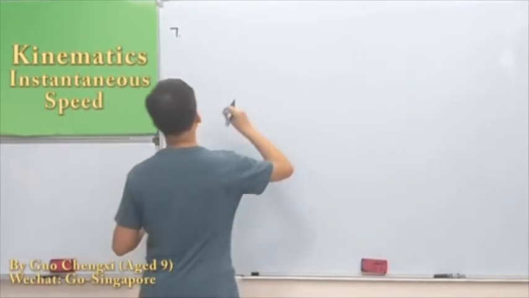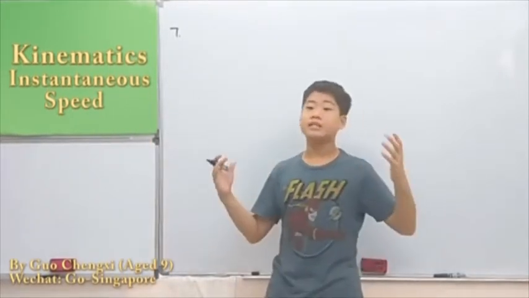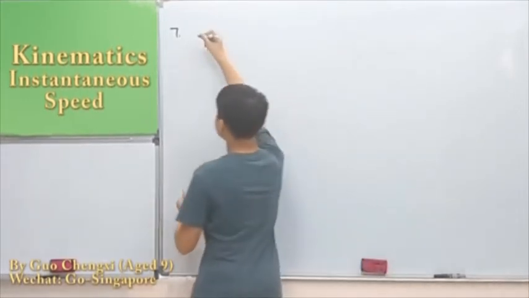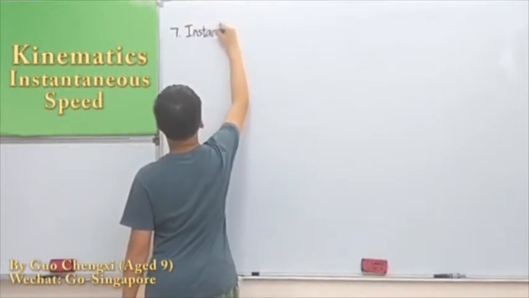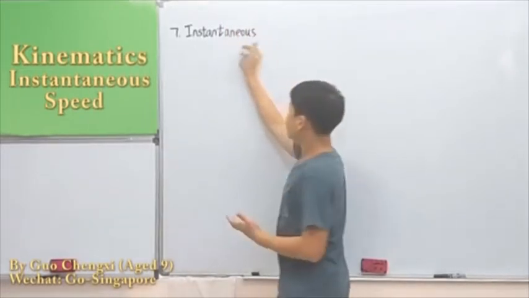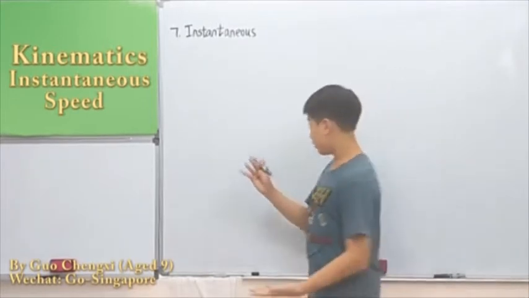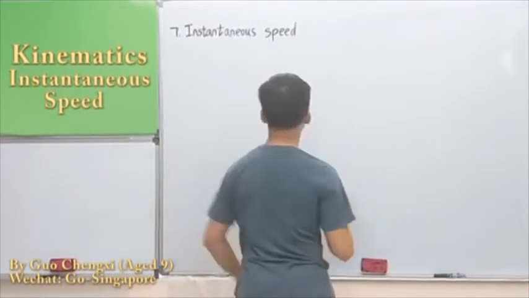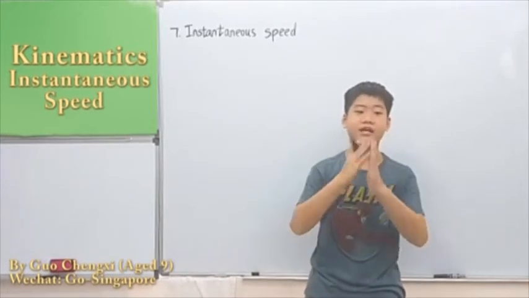Right now, it's something right at a moment, right at that instant. This is called instantaneous. For the parts behind, we're going to have speed this time. So this is instantaneous speed. It is the speed right at that moment.